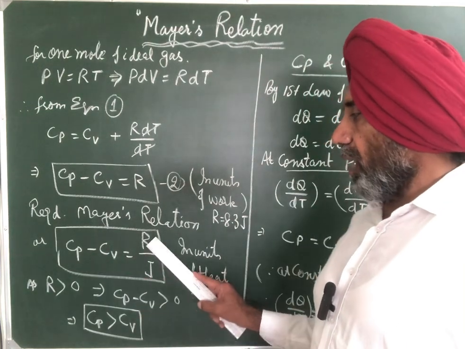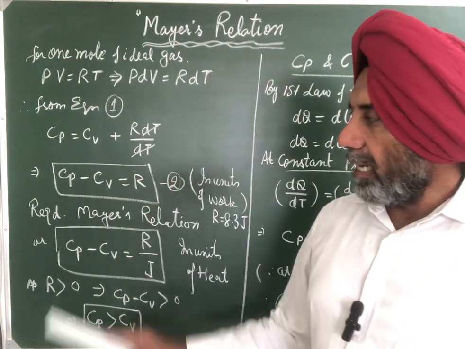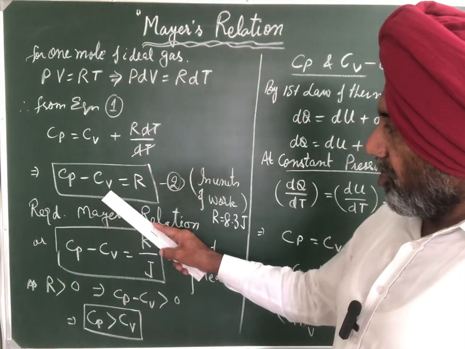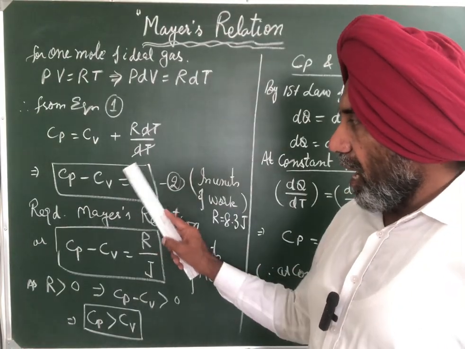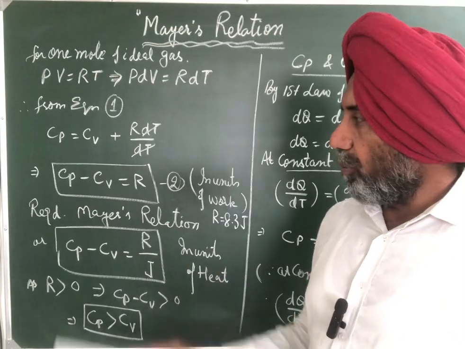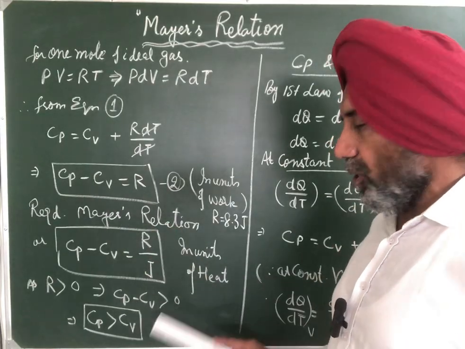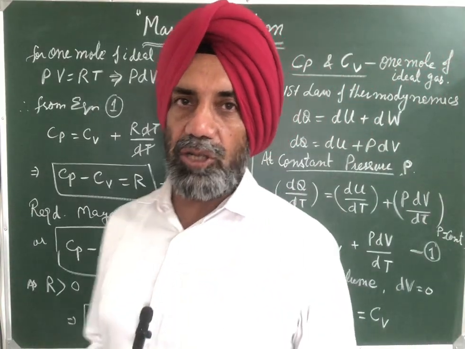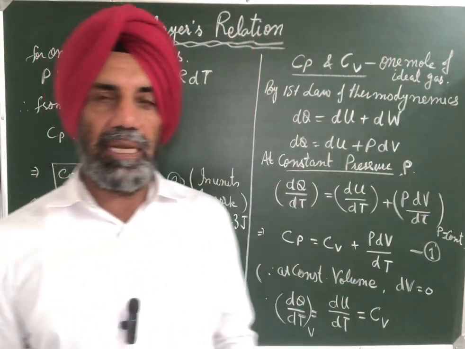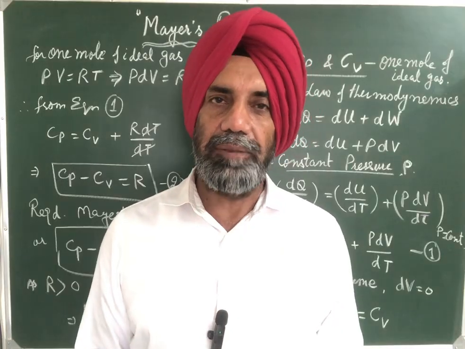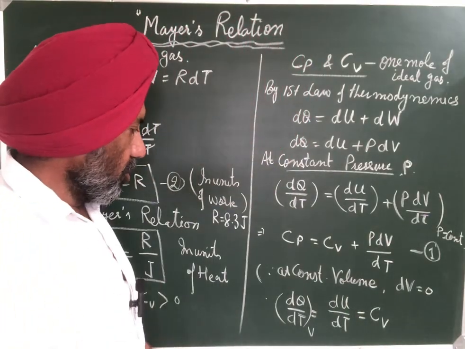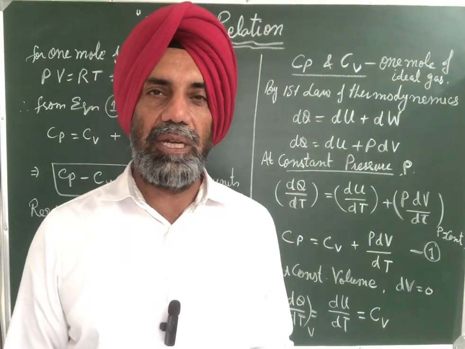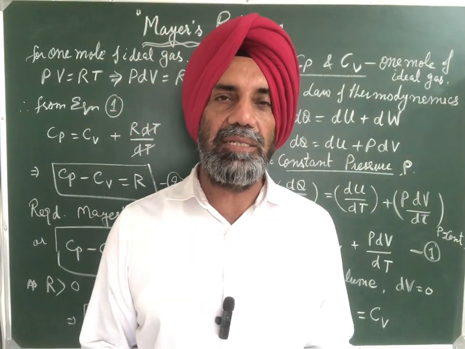Cp minus Cv is equal to R upon J in units of heat, and Cp minus Cv is equal to R in units of work. And from this equation we also see that as R is always greater than 0, Cp minus Cv is greater than 0, that is positive, or Cp is greater than Cv. The molar specific heat at constant pressure is always greater than the molar specific heat at constant volume. So Cp is always greater than Cv. Now you can explain why Cp is greater than Cv.